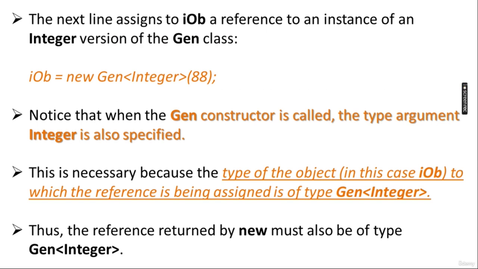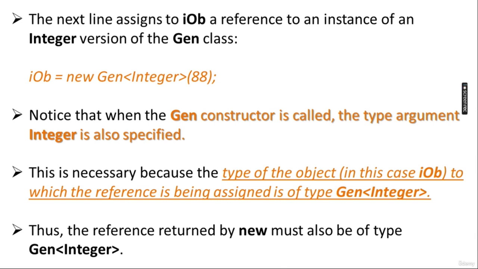The next line assigns to iOb a reference to an instance of an Integer version of the Gen class. So how to instantiate: iOb = new Gen<Integer>(88). So it will assign iOb a reference to an instance of the Integer version of the Gen class. In short, it is creating an object of type Integer. When the Gen constructor is called, the type argument Integer is also specified. This is necessary because the type of the object, in this case iOb, to which the reference is being assigned, is of type Gen<Integer>.